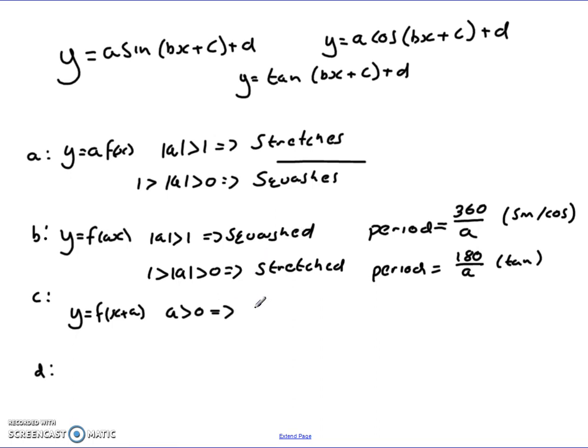So if a was bigger than 0, it moves left by a. So it moves left by however much the value of a is. And if a was a negative value, so if it was less than 0, it moves to the right by the value of a.